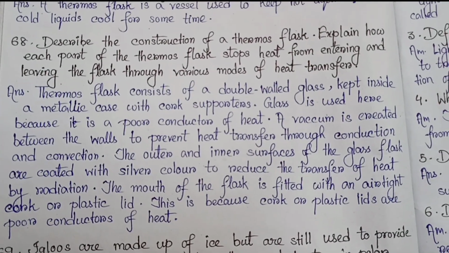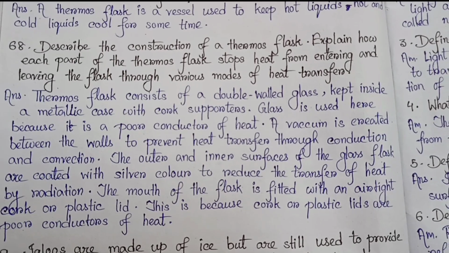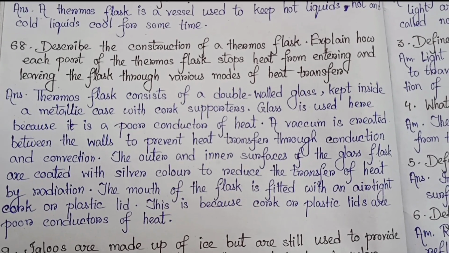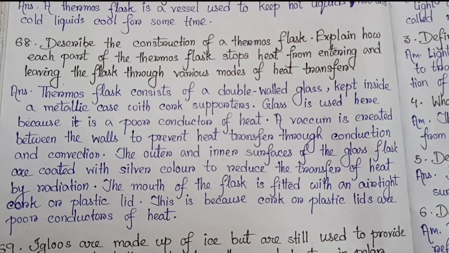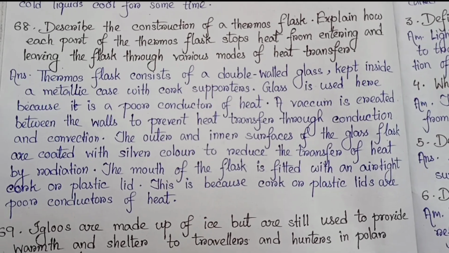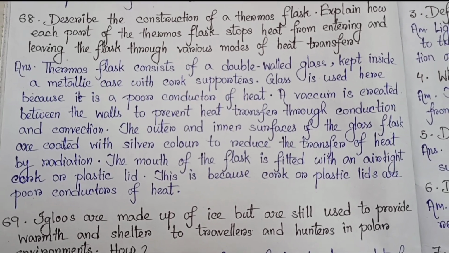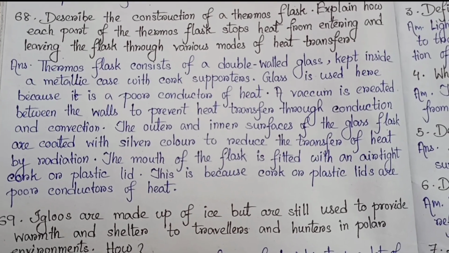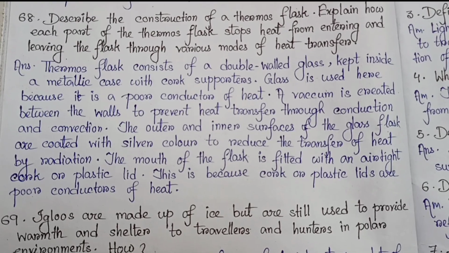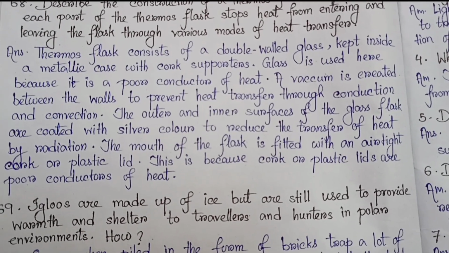68. Describe the construction of a thermos flask. Explain how each part of the thermos flask stops heat from entering and leaving the flask through various modes of heat transfer. A thermos flask consists of a double-walled glass kept inside a metallic case with cork supporters. Glass is used here because it is a poor conductor of heat. A vacuum is created between the walls to prevent heat transfer through conduction and convection.